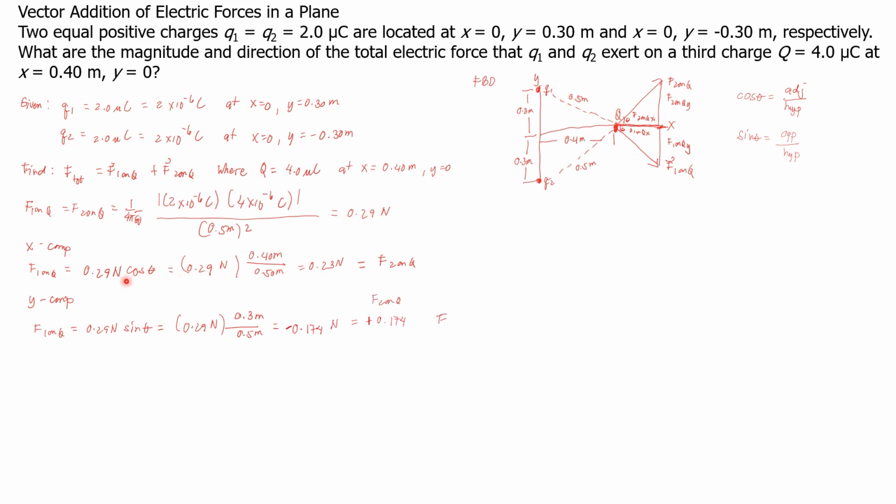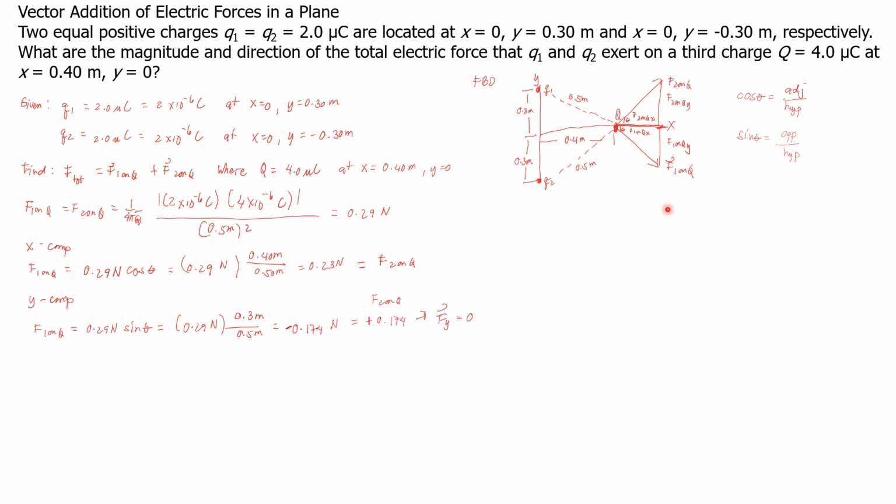So cosine theta is adjacent over hypotenuse. Our adjacent side is 0.4 and our hypotenuse is 0.5 meters. So our F1 on Q x component is 0.23 Newton, and that is equal to F2 on Q. Our theta here is equal to the theta here. So just recall your trigonometry.